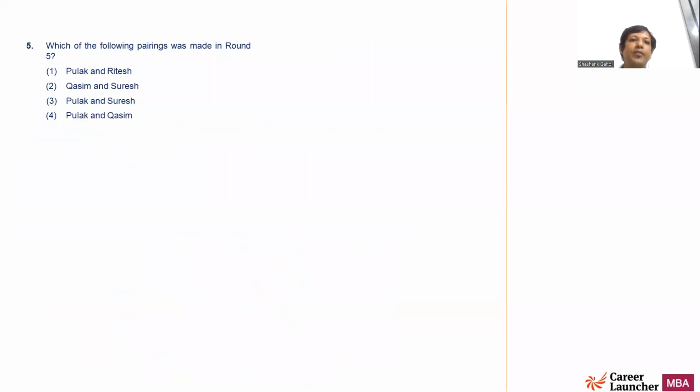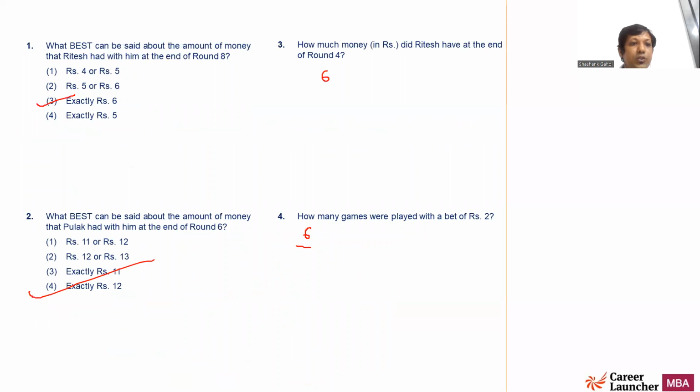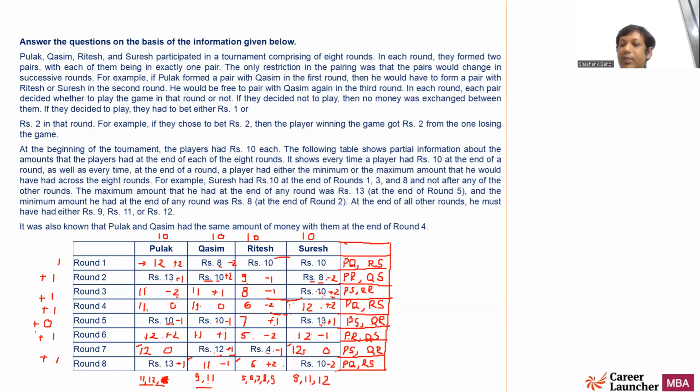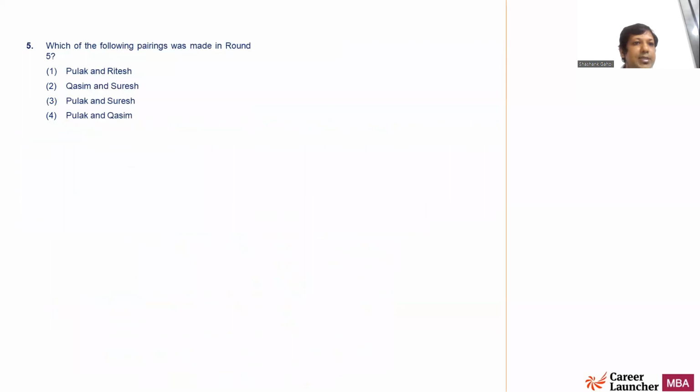Which of the following pairings was made in round 5? So what is the pairing for round 5? It is PS and QR. So PS and QR was the pairing for round 5. So PS was Pulak and Suresh. So the answer of this question is going to be option 3.